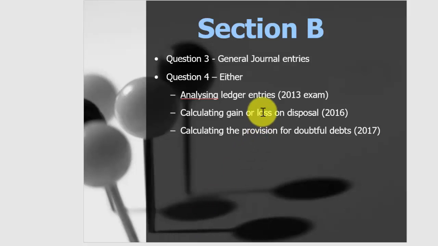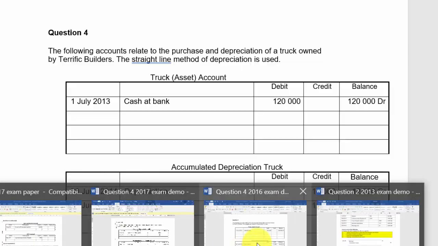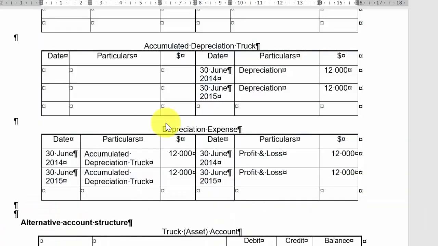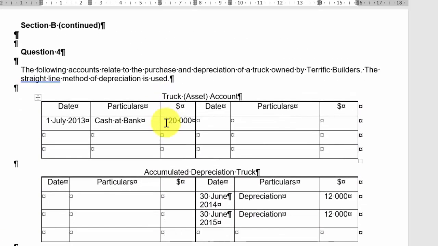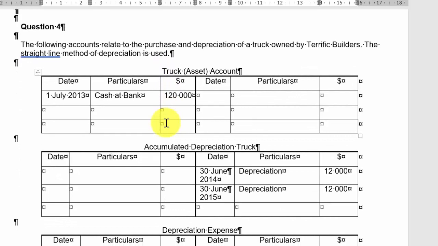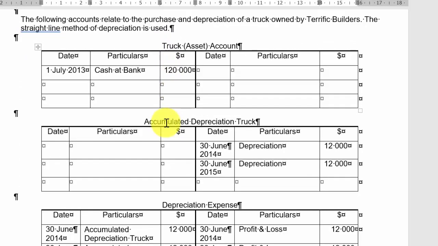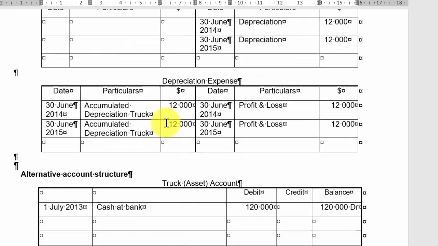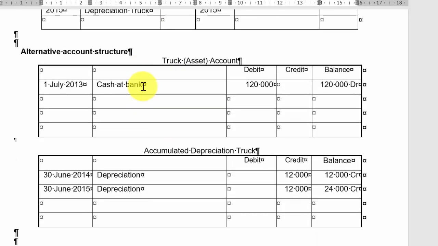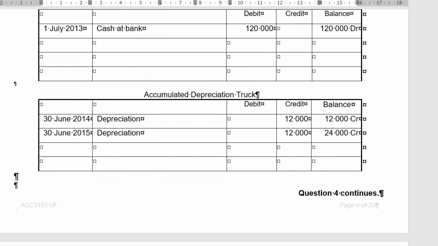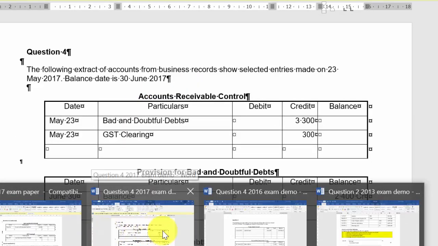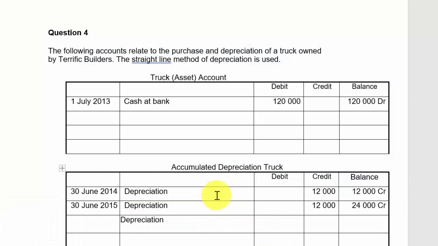Now I'm going to skip to the next question type, which is calculating loss or gain on disposal, and that was in the 2016 exam, which is here. So that's the example. Here you'll see that the information is presented both in T format as well as the columnar structure, and that's what I'm going to show you using this question here. Well, it's the same question, I've just put it on a different file.